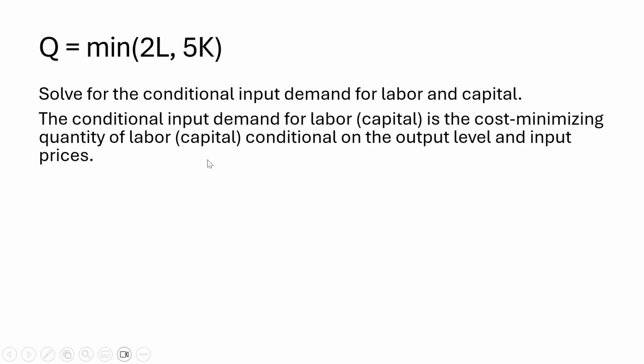The conditional input demand for labor is a cost minimizing quantity of labor conditional on the output level and input prices. To calculate the optimal input mix, we're going to set 2L equal to 5K. So we look at these arguments here in parentheses and we just set them equal to one another.